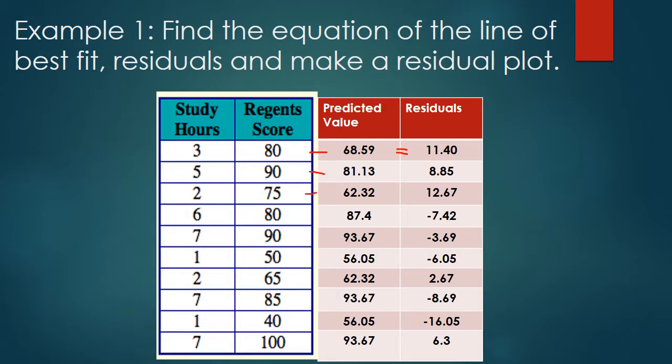Again, for every single point, I need to subtract the predicted value that I got from the equation of the line of best fit from the actual value, and the difference is going to be the residual. And now to make a residual plot, all I need to do is graph the study hour values and the residuals that we have in the last column in this table. To make a residual plot, I do not need the two middle columns.